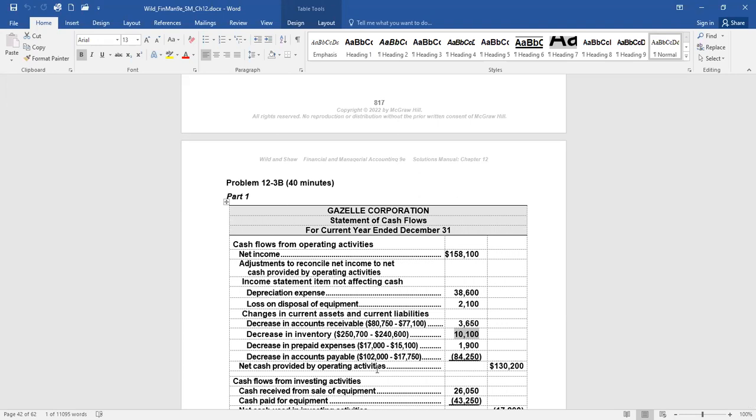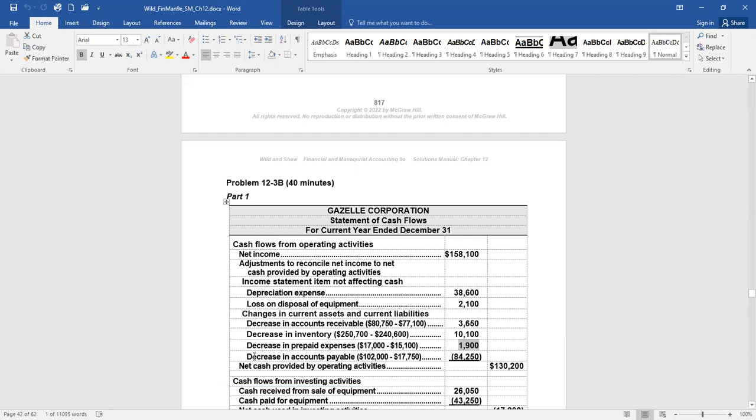And think about it. If an asset increases anywhere, you're spending more cash, so the effect is decrease. But in our situation, the last current asset decreased also, prepaid expenses. So they went from a balance of $17,000 down to $15,100, increasing cash $1,900.